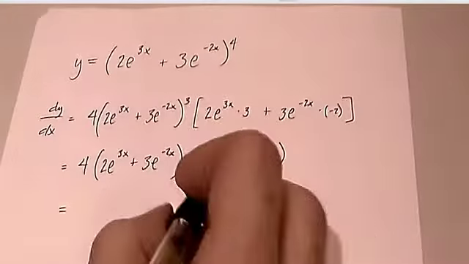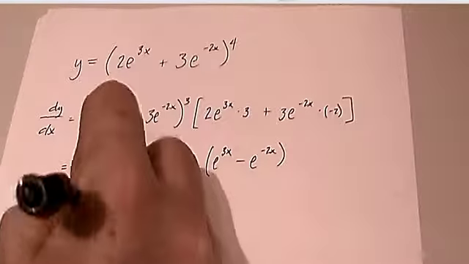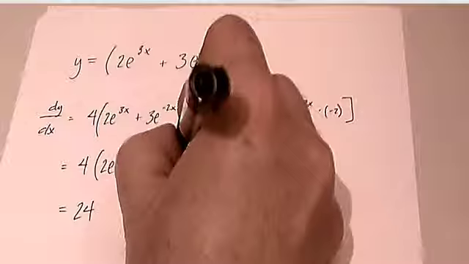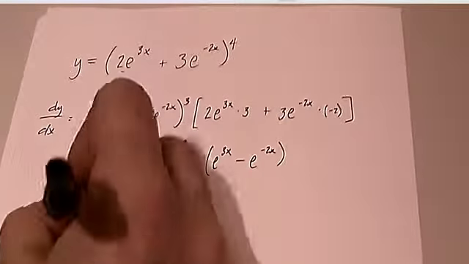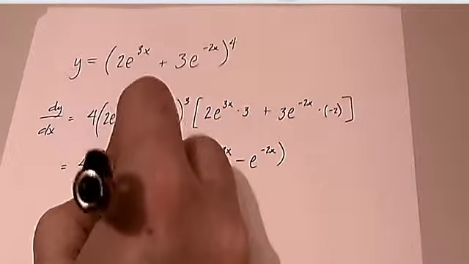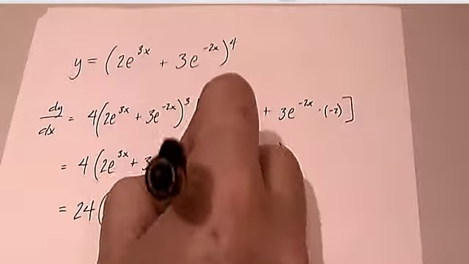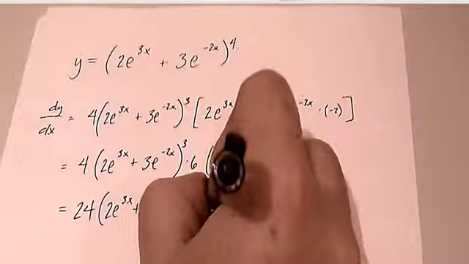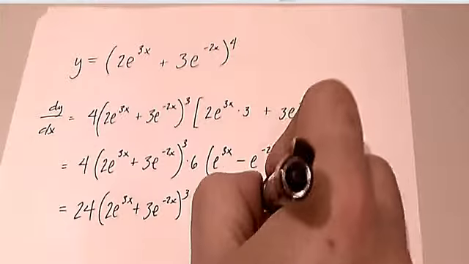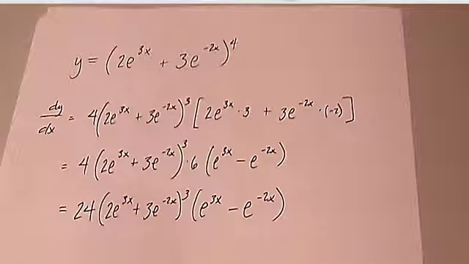And then, of course, your next one would just be 24. Oops, forgot to bring the cube down. Very, very important to bring the cube down. 24 (2e to the 3x plus 3e to the negative 2x) cubed times (e to the 3x minus e to the negative 2x). And that, of course, would be it simplified.